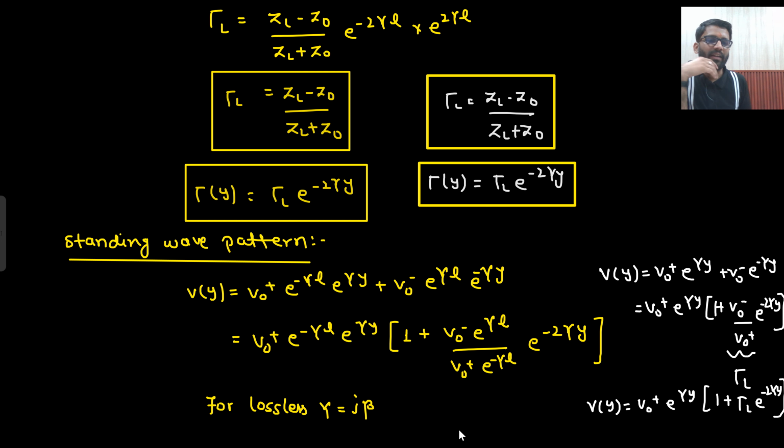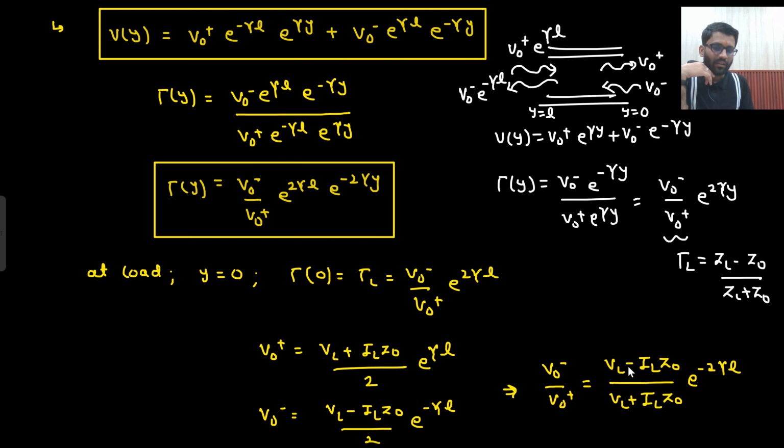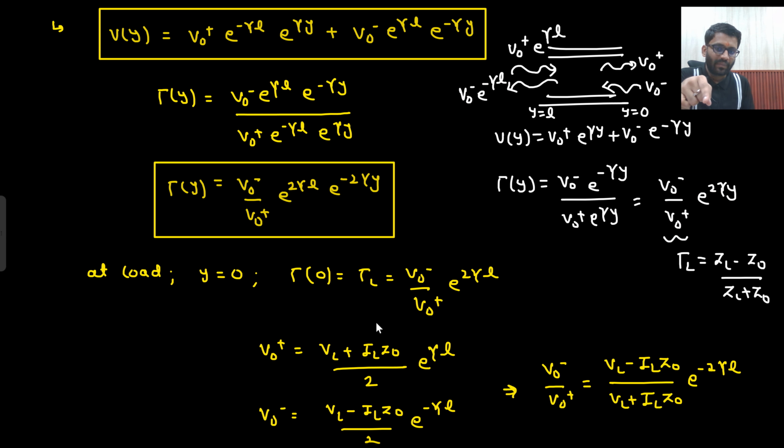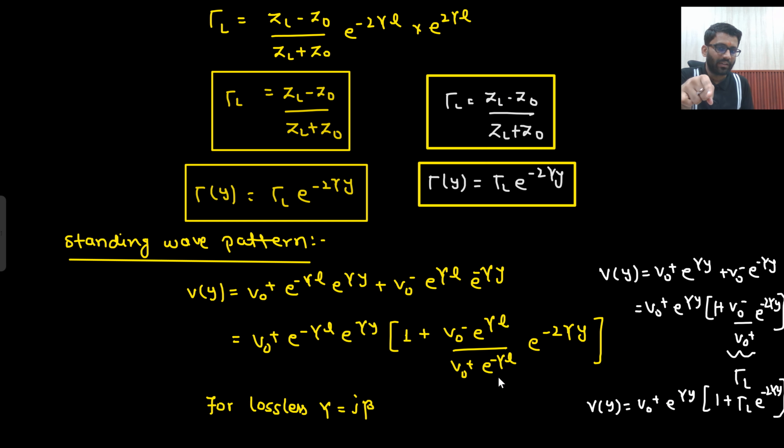Now the same thing we are getting here as well. Here what becomes common? V0 plus e to the power minus gamma L e to the power gamma y into 1 plus this expression. Now can you tell me what this is? This is your gamma L only. Here you can check. This particular expression is your gamma L only.